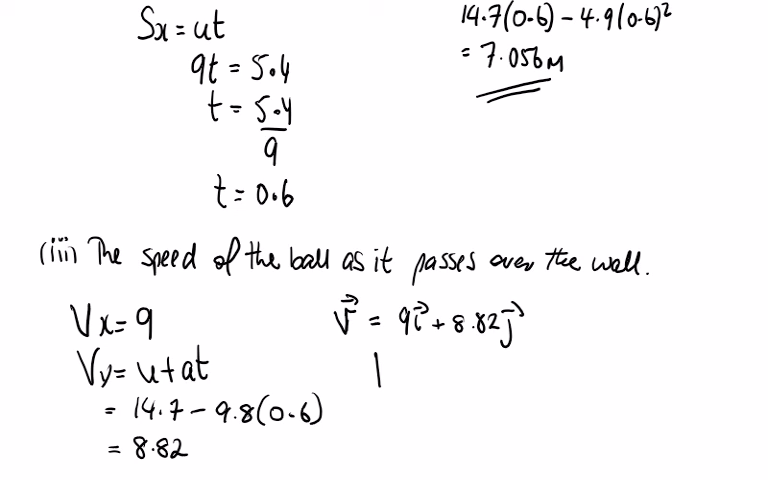So the magnitude, I'm going to change this to a v, the magnitude of this vector is the square root of 9 squared plus 8.82 squared, which is equal to 12.6 meters per second. So we'll leave that video with question 10. The next video will have 11 to 14.